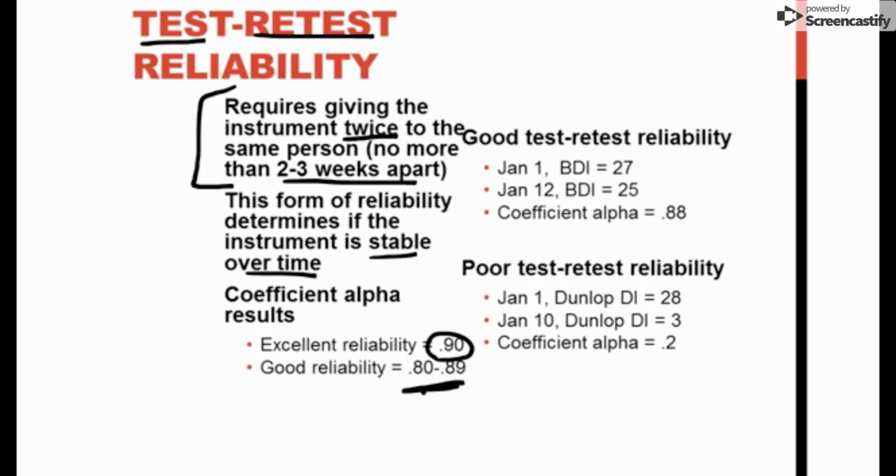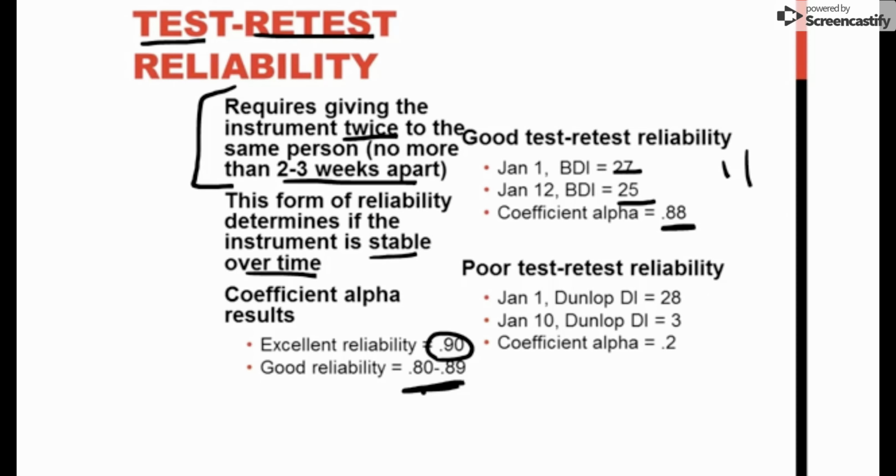For example, let's say that you have a participant taking the Beck Depression Inventory, and on January 1st they take it and get a score of 27. A couple weeks later, January 12th, they take it and get 25. Their correlation value here would be 0.88. This would be a highly desirable test-retest reliability rate.